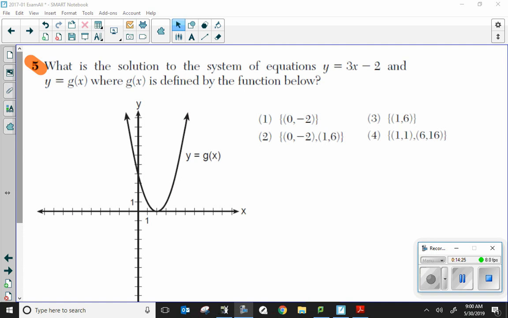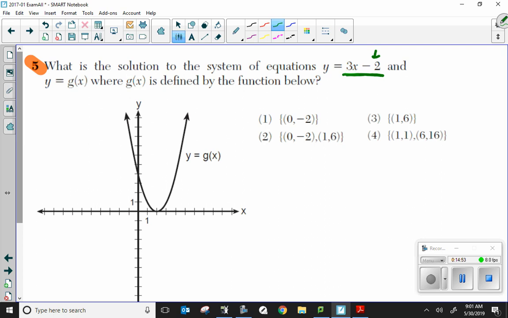Number 5, what is the solution to the system of equations y equals 3x minus 2 and y equals g of x, where g of x is defined by the function below? So they don't give us an equation for g of x, so I can't just put 2 equations in the calculator here, all right? But what I can do is I can graph this. If you need to put that in y1 and look at the table, go ahead and plot those points. This is algebra 2. You should know how to graph this.